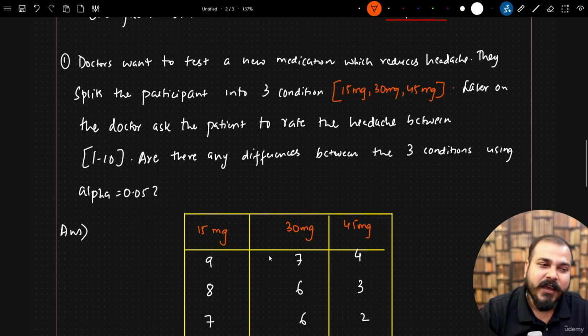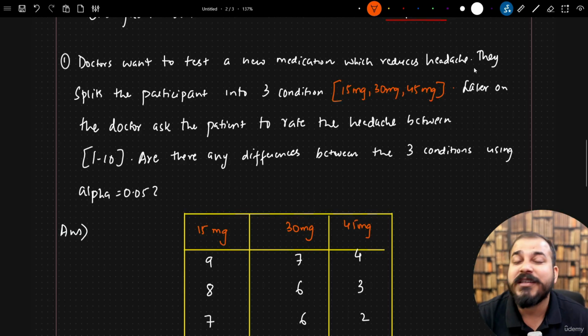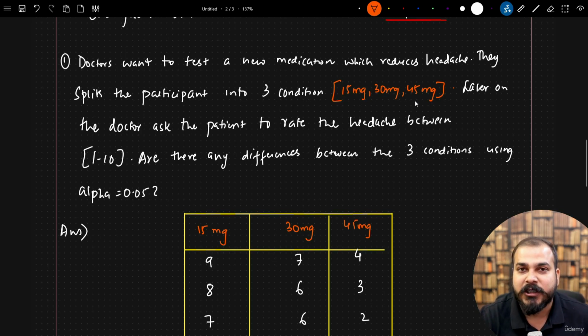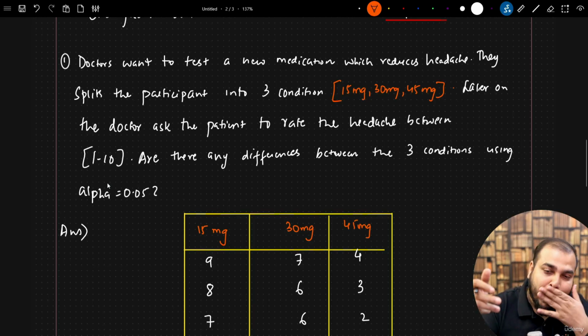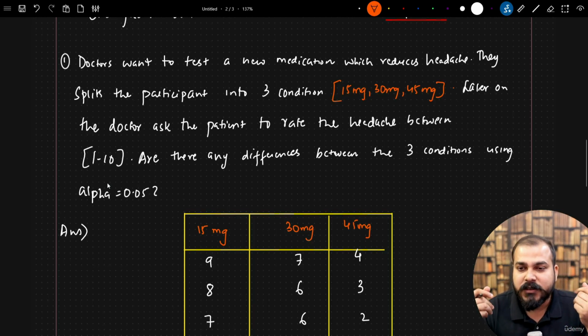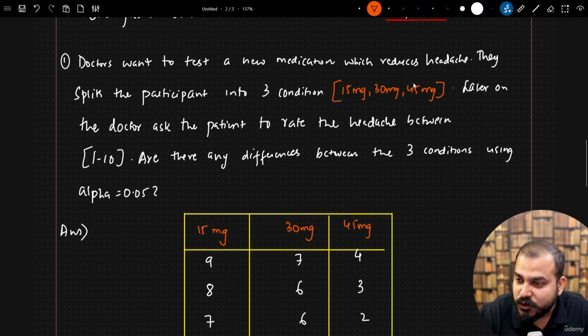Okay. Now over here you can see doctors want to test a new medication which reduces headache. They split the participants into three conditions: 15 mg, 30 mg, and 45 mg. Later on, the doctor asked the patient to rate the headache between 1 to 10, after having that particular medicine, the three conditions based on three different dosages. This is dosage, and medication is basically my factor. These are my levels.